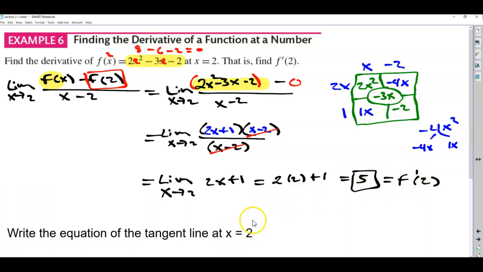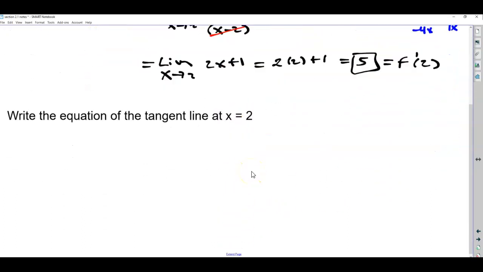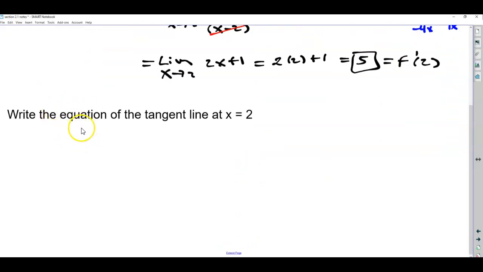Now, the last part is to write the equation of the tangent line. And I'm going to use our function notation. I need the slope. This is m, so this is my point slope equation. y minus y1 equals m times x minus x1. Here's the slope. We just found that. And then I need the point. I need the point at 2, that's x is 2, and I need its output, which we already know from above. So you already have all the pieces of information you need.